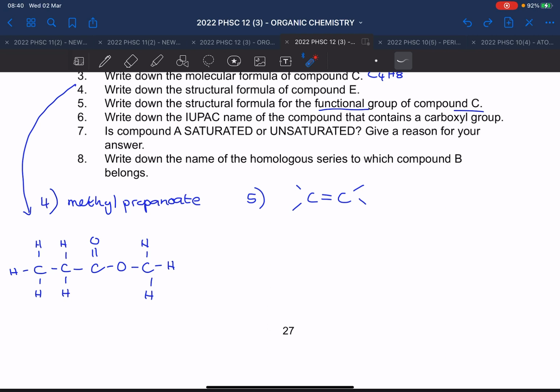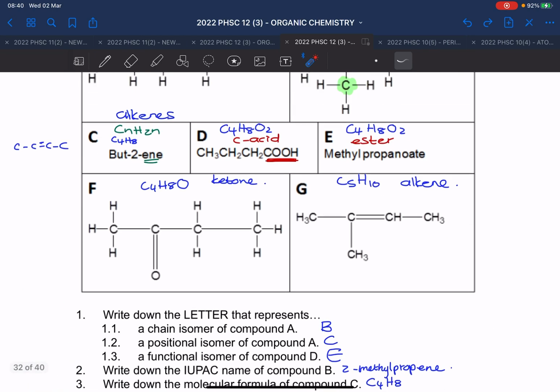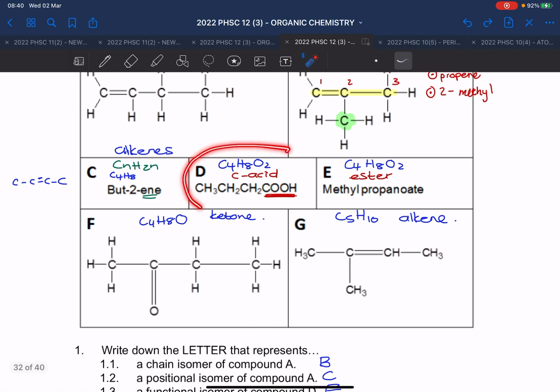Alright. Then question 6, they ask, write down the IUPAC name of the compound that contains a carboxyl group. So carboxyl group we find with the carboxylic acids. So there I need to find a carboxylic acid. There's my carboxylic acid. Now I need to give the name.